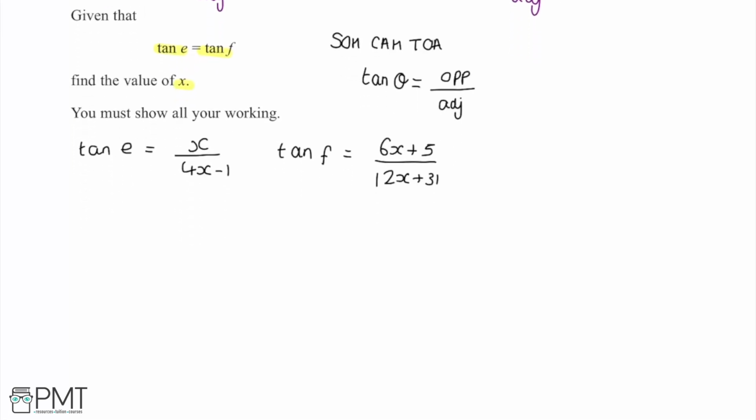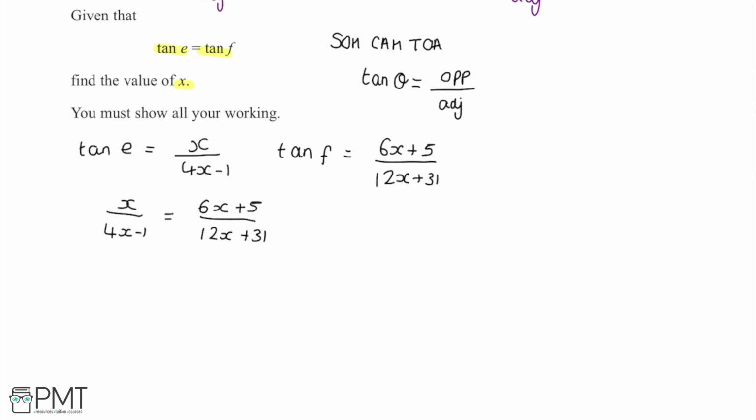Now what we can do, because we're told this, is make them equal to each other. So tan of E, which is x over 4x minus 1, is equal to tan of F. And we now have set up an expression which is just in terms of X. So we can solve this to find the value of X, which is what we need. So we need to solve this equation that we have here.